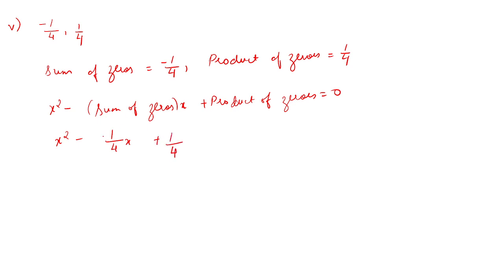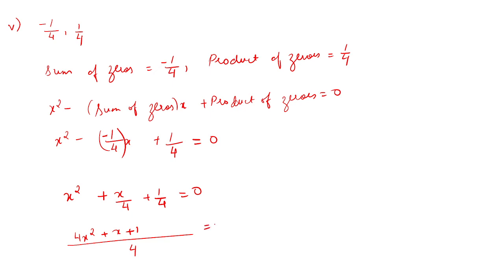Remember, the sum of zeros is actually minus, I had forgotten here. The sum of zeros is given as minus 1 by 4, so be careful with that. So you're going to get x squared, minus minus is plus, x by 4 plus 1 by 4. Take an LCM, so this is going to be 4 into x squared plus x plus 1 equal to 0. If you take 4 to the right hand side, you'll get 4x squared plus x plus 1 equal to 0 into 4. So finally this becomes 4x squared plus x plus 1.